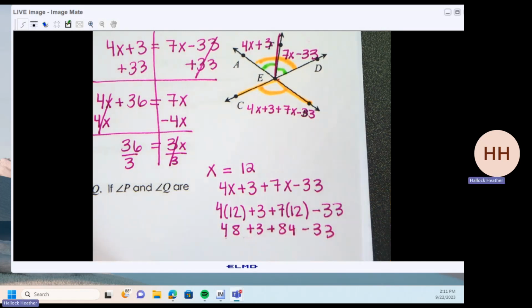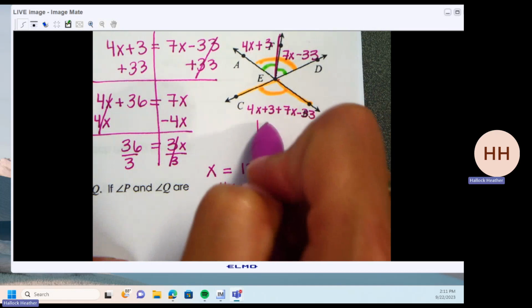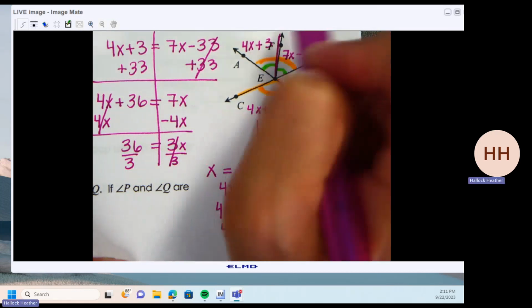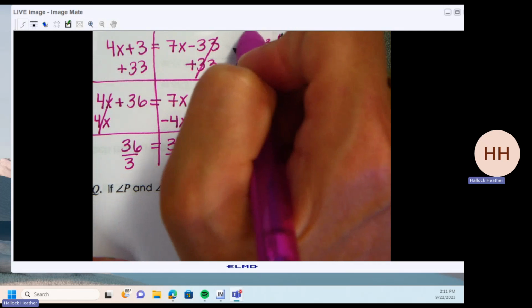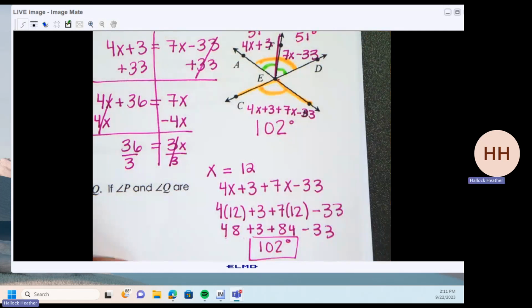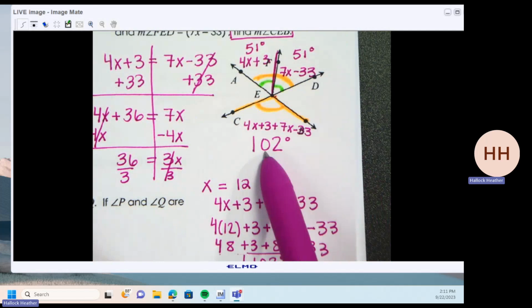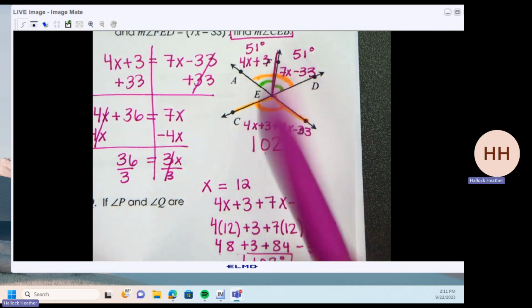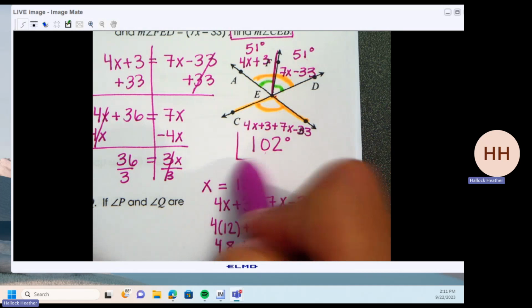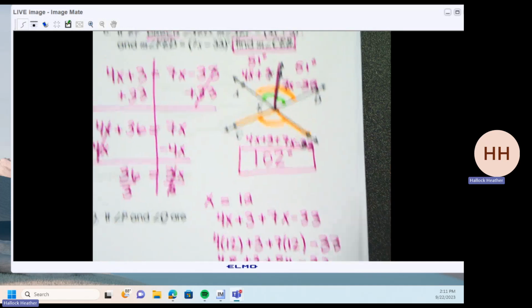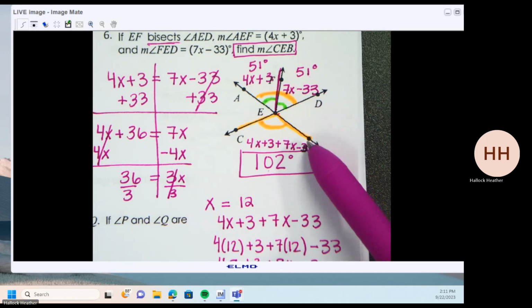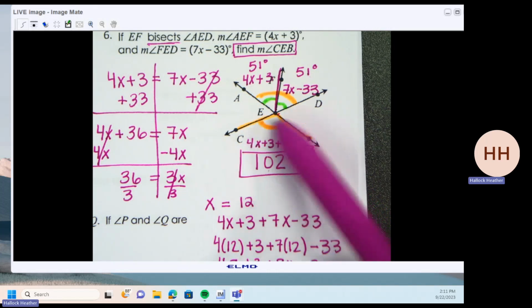If I combine, just going straight across, 48 plus 3 plus 84 minus 33, I get 102 for the entire angle. Meaning this obtuse angle is 102. If I split it in half, this is 51 and this is 51 because they're both congruent. 51 plus 51 adds to make 102. It's splitting in half because it's a bisector. The actual answer to this question is 102 because it wants to know this angle CEB.